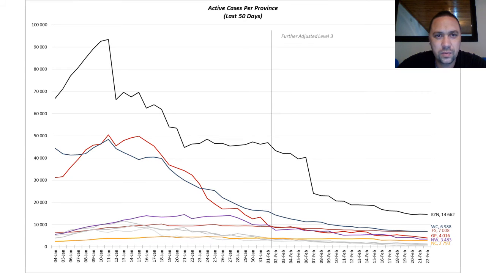So looking at active cases per province, we've got KwaZulu-Natal on 14,662, Western Cape 6,988, Free State on 7,008, Gauteng 4,016, Northwest 3,483, Northern Cape on 2,793, Eastern Cape, Limpopo and Mpumalanga all are less than 1,500 active cases.